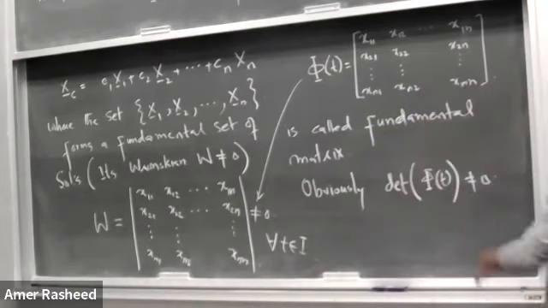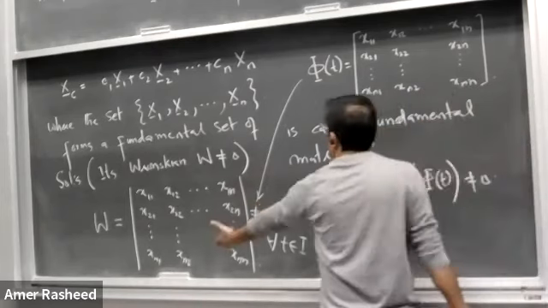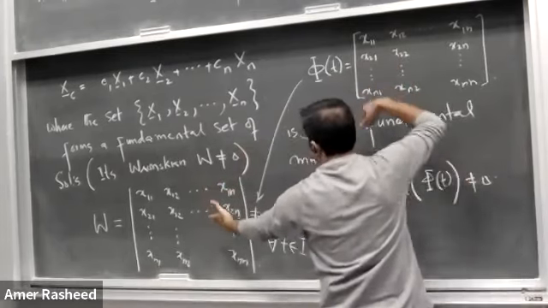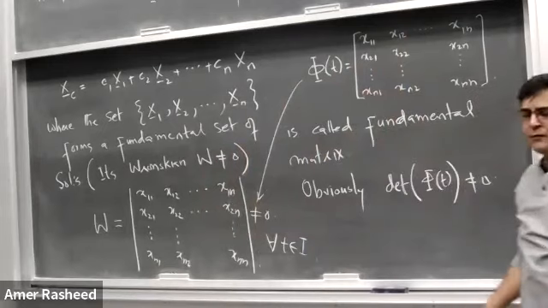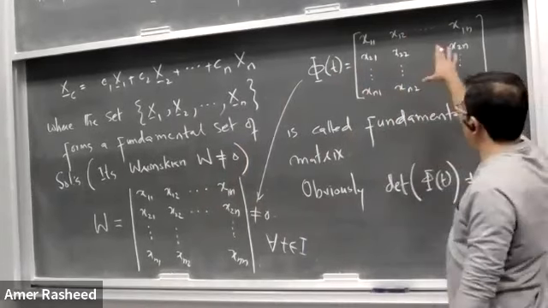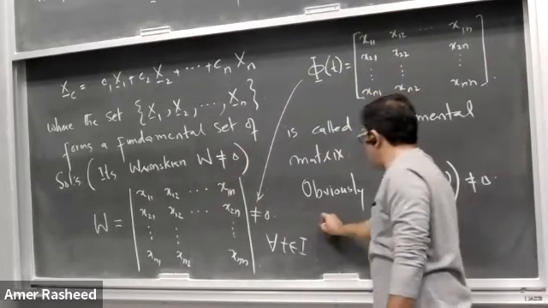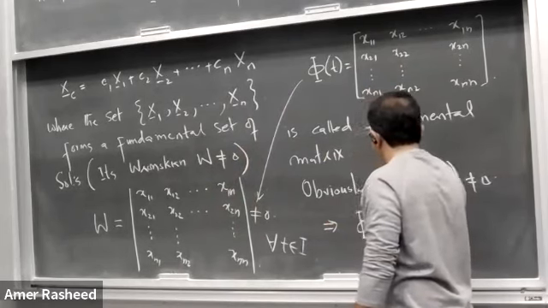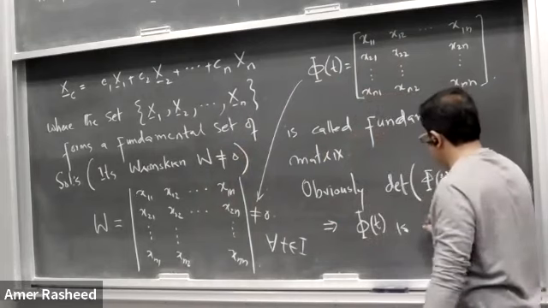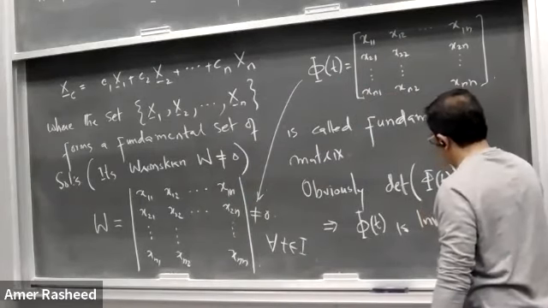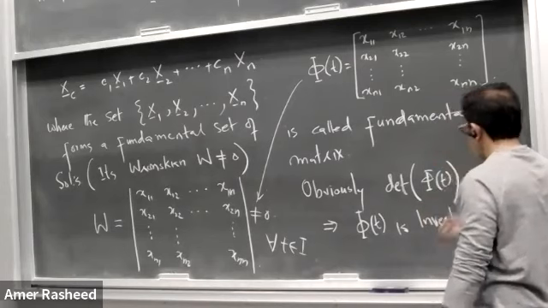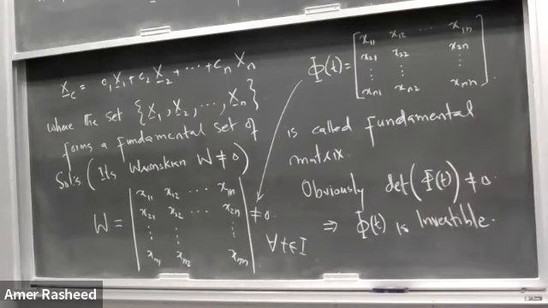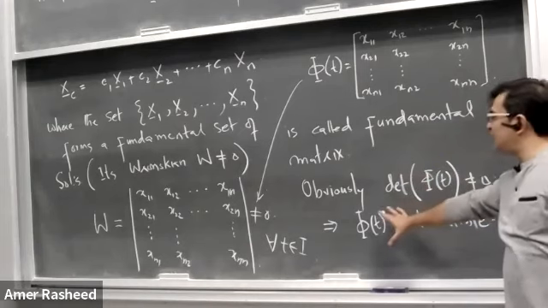Why? Because we have already verified its Wronskian. Wronskian is what? It is the determinant of this matrix. So the Wronskian is non-zero, so the determinant of this matrix is non-zero. What does this mean? This means that this matrix phi of t is an invertible matrix. It means its inverse exists. Remember this, we will use this fact.